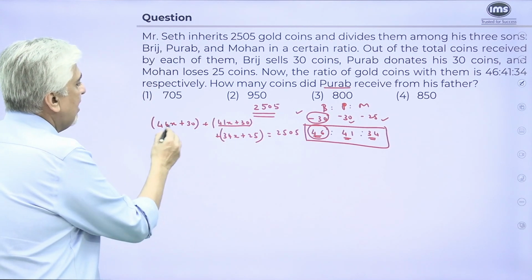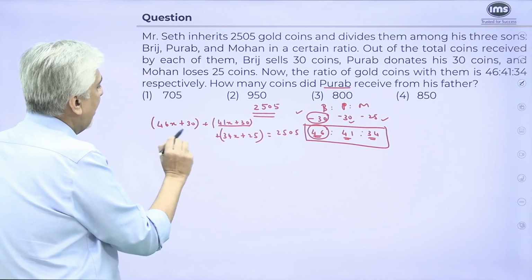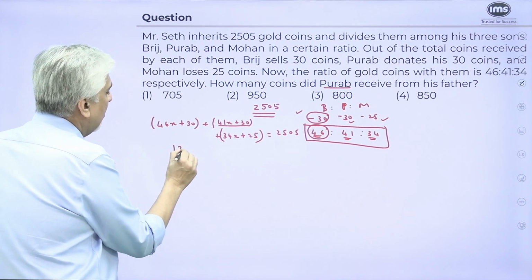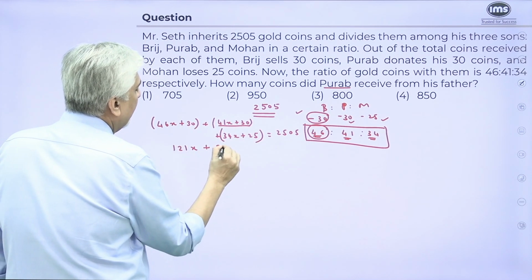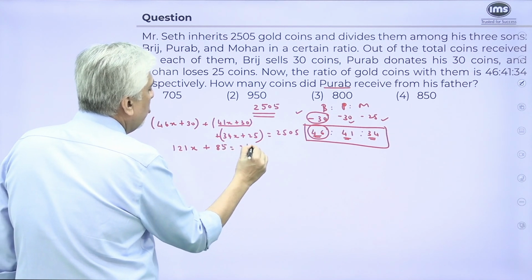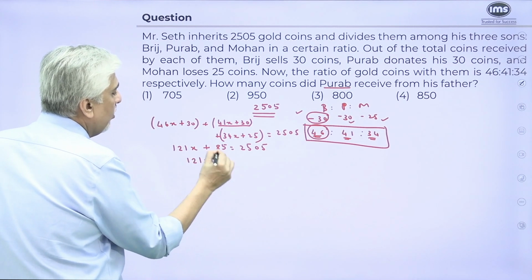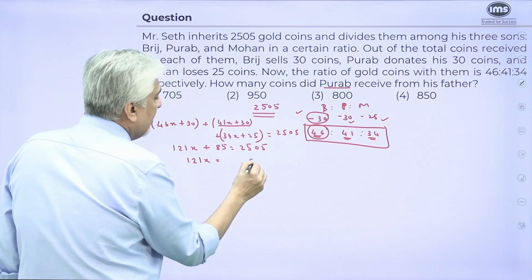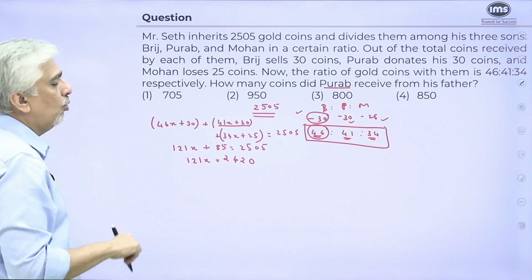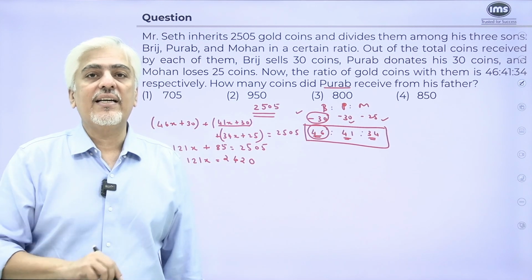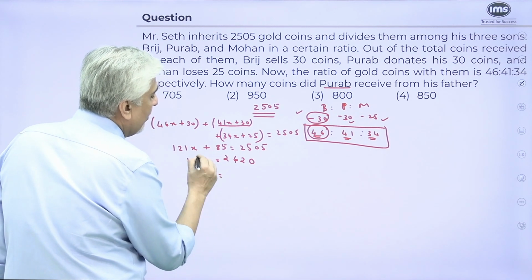Let's add everything. 46 plus 41 plus 34, that's 121. So 121x plus 30 plus 30 plus 25, 85, is equal to 2505. Take 85 to the other side, so 121x is equal to 2505 minus 85. That's 2420. If you look very carefully, 121 directly goes into 242. 121 twos are 242. So I will directly get x is equal to 20.